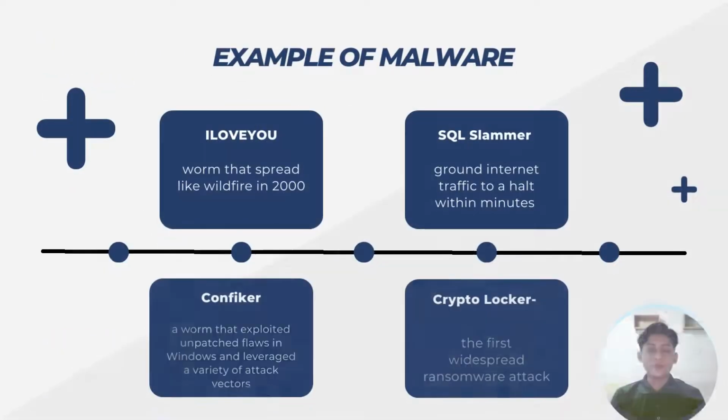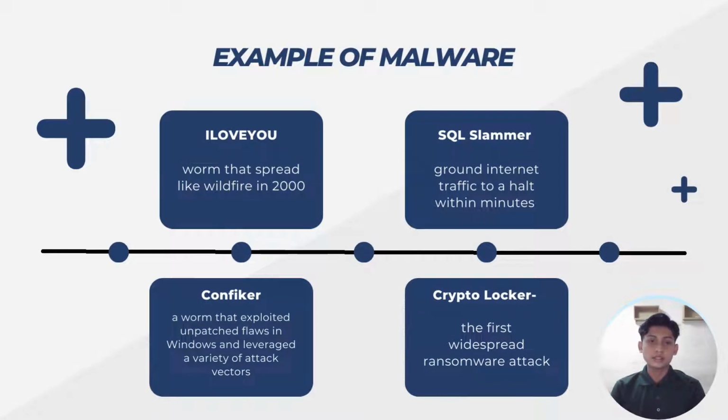Next is example of malware. First is ILOVEYOU, a worm that spread like wildfire in 2000 and did more than $15 billion in damage. Another is SQL Slammer, which ground internet traffic to a halt within minutes of its rapid spread in 2003.